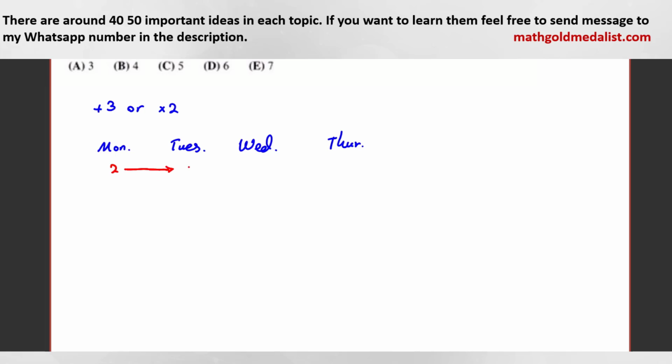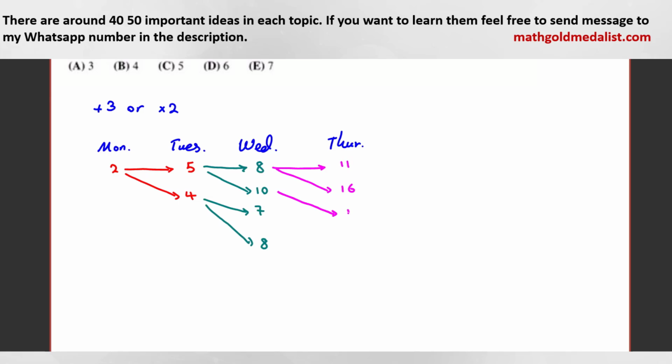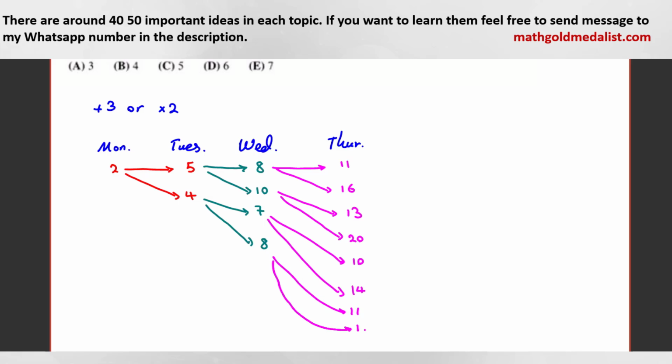Let's write this. Plus 3, 5, or multiply by 2, 4. Then next day, plus 3, 8, multiply by 2, 10, plus 3, 7, multiply by 2, 8. Now last step, plus 3, 11, multiply by 2, 16, plus 3, 13, multiply by 2, 20, plus 3, 10, multiply by 2, 14, plus 3, 11, multiply by 2, 10.